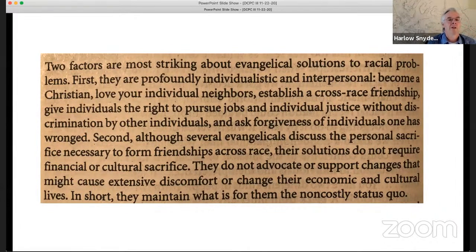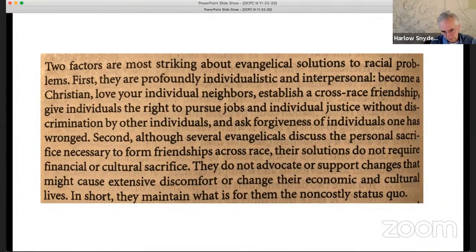So here again, they sum things up. Two factors most striking about evangelical solutions to racial problems: profoundly individualistic and interpersonal. They say, become a Christian, love your individual neighbors, establish a cross-race friendship, give individuals the right to pursue jobs and individual justice without discrimination by other individuals, ask forgiveness of individuals that one has wronged. Second, although several evangelicals discuss the personal sacrifice necessary to form friendships across race, their solutions do not require financial or cultural sacrifice. They do not advocate or support changes that might cause extensive discomfort or change their economic and cultural lives. In short, they maintain what is for them the non-costly status quo.